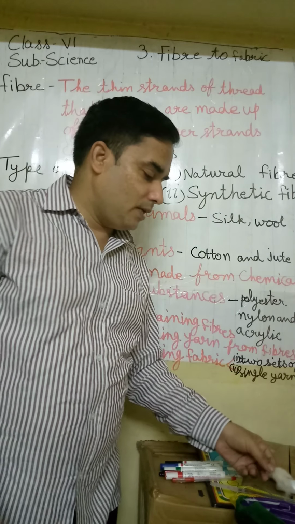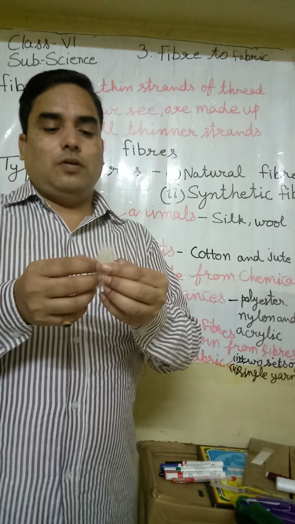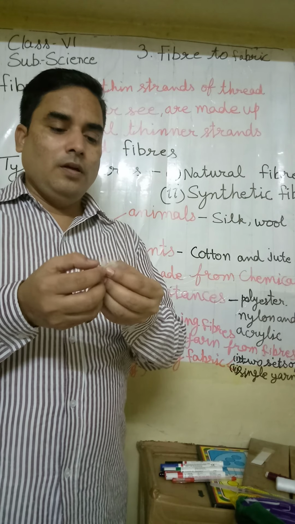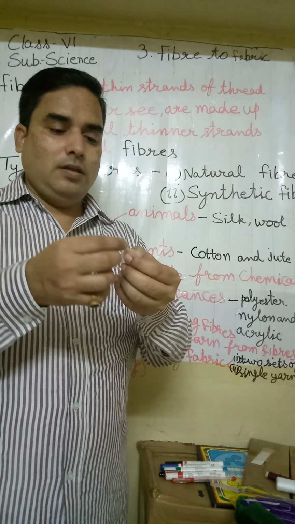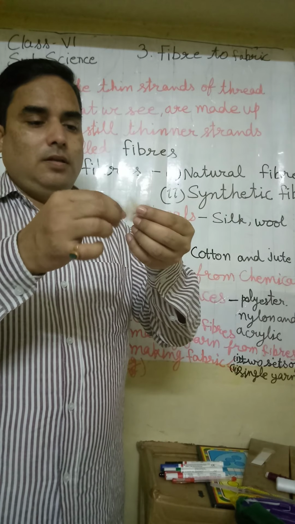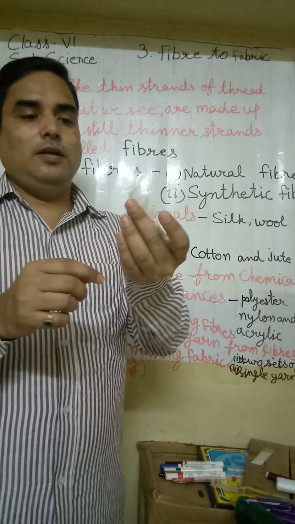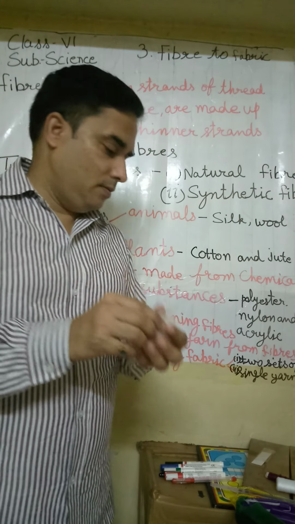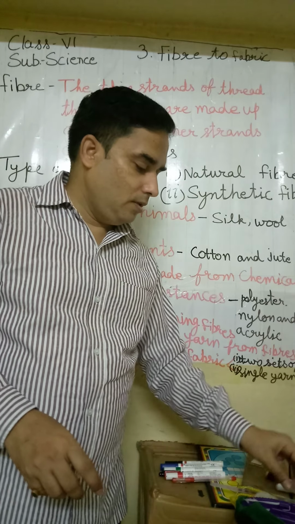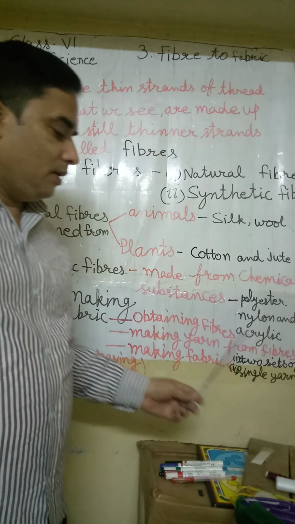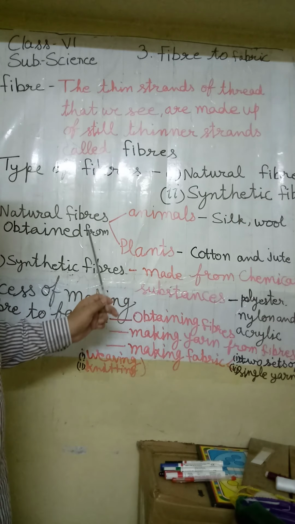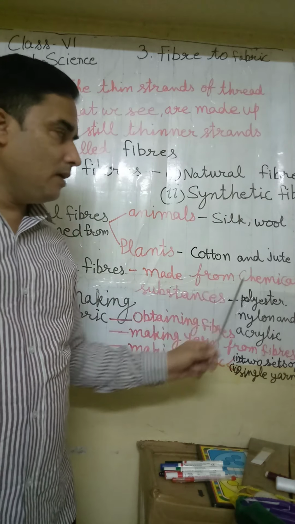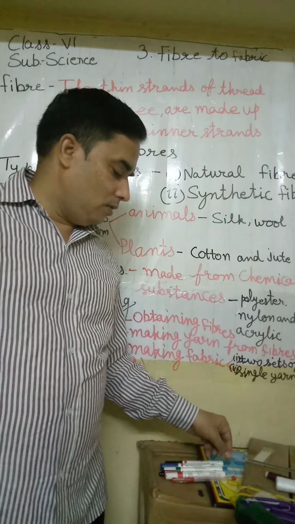I want to show you an example. This is cotton. You can see there are many fibers. This is called cotton fibers. We get these from plants, and other fibers we get from animals, like silk and wool.